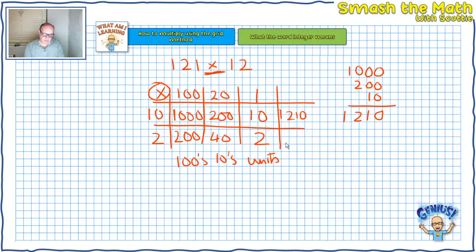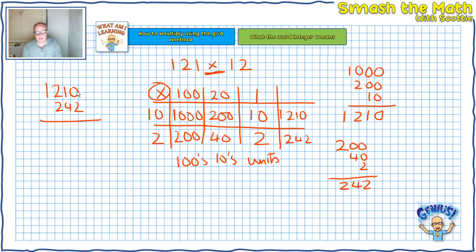And then I'm going to add this row up. So 200, I've got 40, and I've got 2. Add those up. 0 plus 0 plus 2 is 2. 0 plus 4 is 4. And 2 plus nothing is 2. And then finally, I need to add these two up. And that helps me to add up everything. So I'll do it over here. So I've got 1,210 and 242.